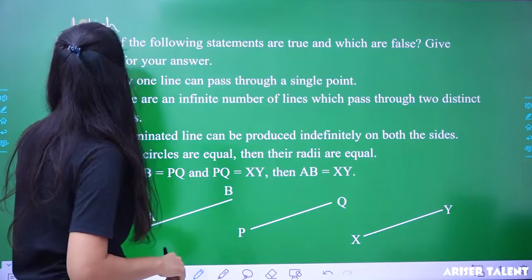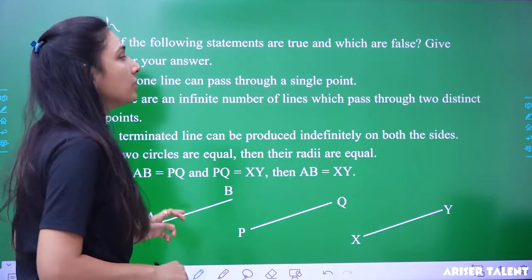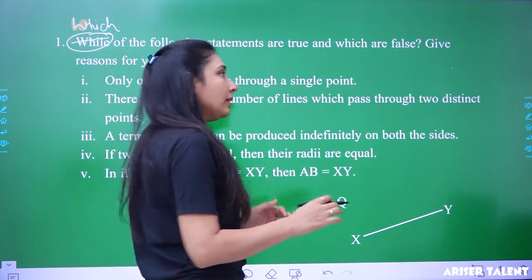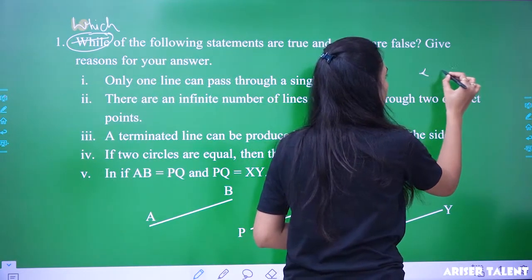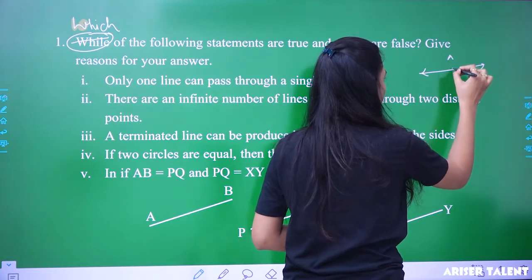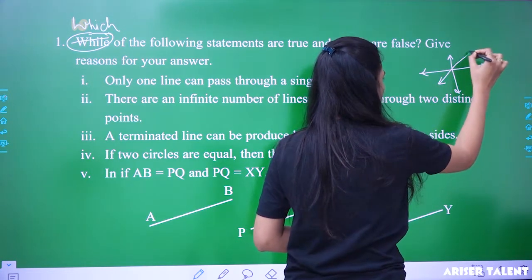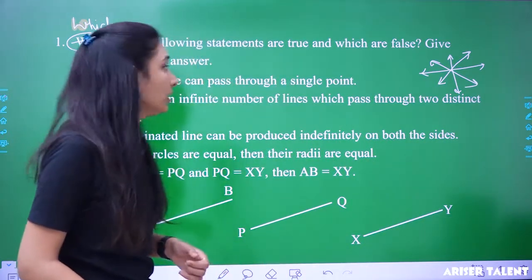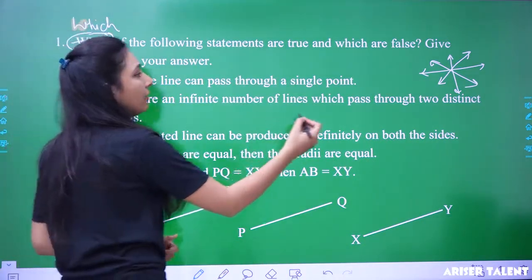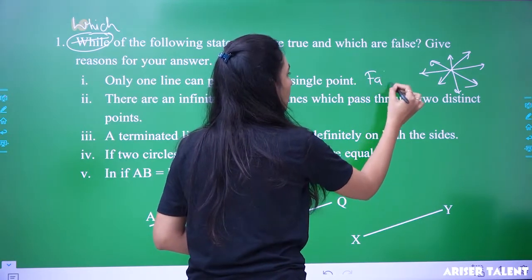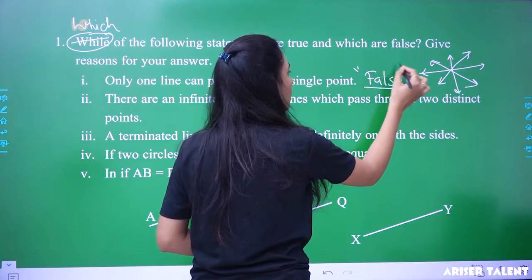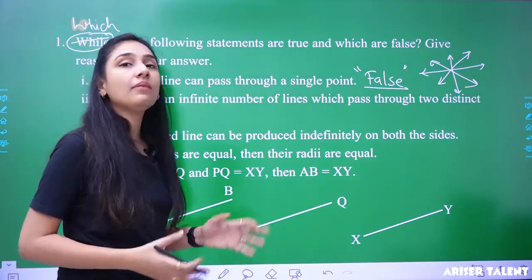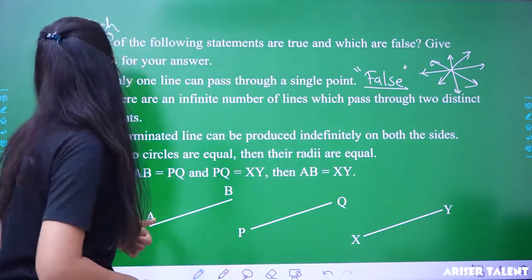So the first one is: only one line can pass through a single point. This is a single point. Now, this line is passing through this point, this line is passing through this point, and this line is passing through this point. I can draw infinite lines through this point, so this is basically false. Why is it false? We can use the axiom too, but at the same time we can just draw it and prove it wrong.